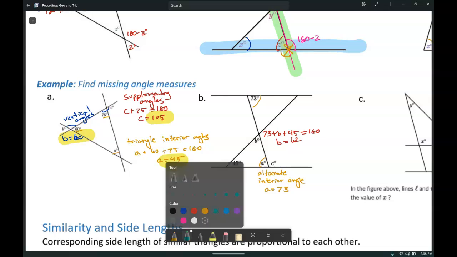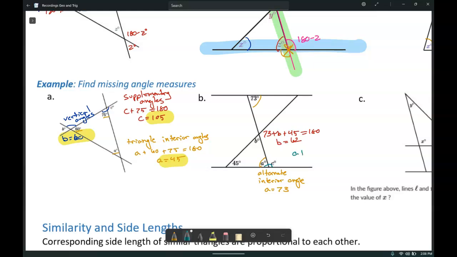Last but not least, A and C are supplementary. So A plus C has to equal 180 degrees. Again, we know A already is 73, therefore C is 107.